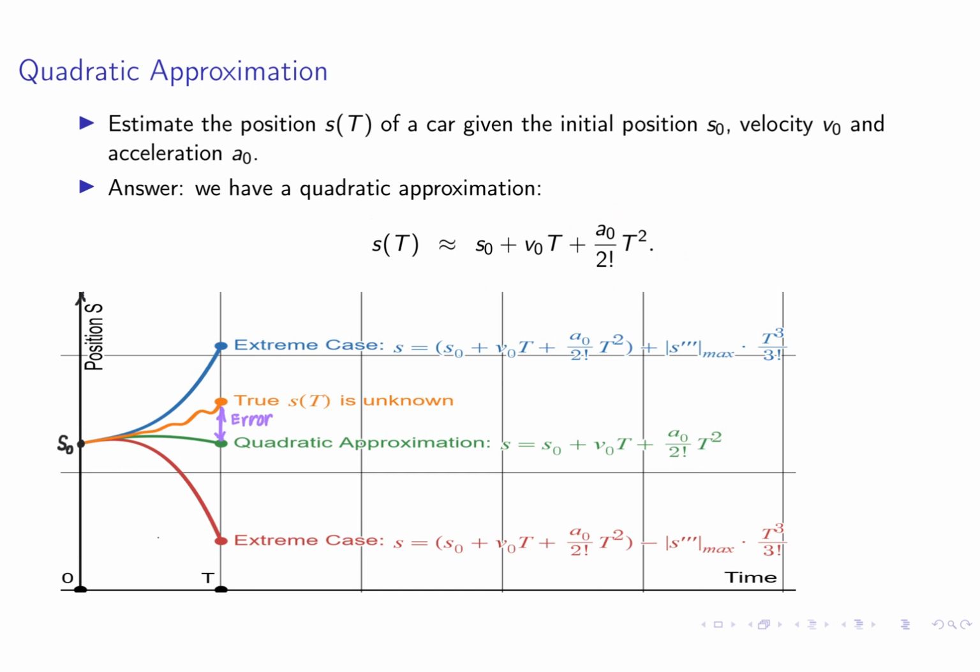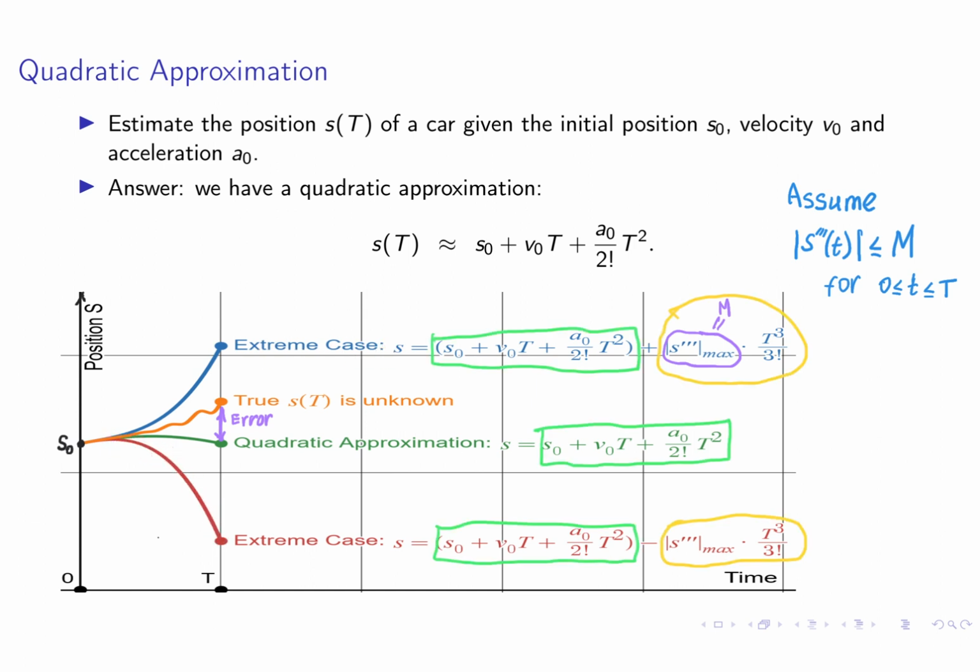So we have the quadratic approximation. Its graph is a green curve. If in addition we assume that the magnitude of the third derivative of the position does not exceed some number m for all times, then we can also look at extreme cases. The extreme case when the third derivative of the position function is plus m, and another case when the third derivative is minus m. The two extreme cases differ only in the cubic term, while the low degree terms are the same as for the quadratic approximation. So the quadratic approximation returns the position which is in the middle between the two extreme cases.